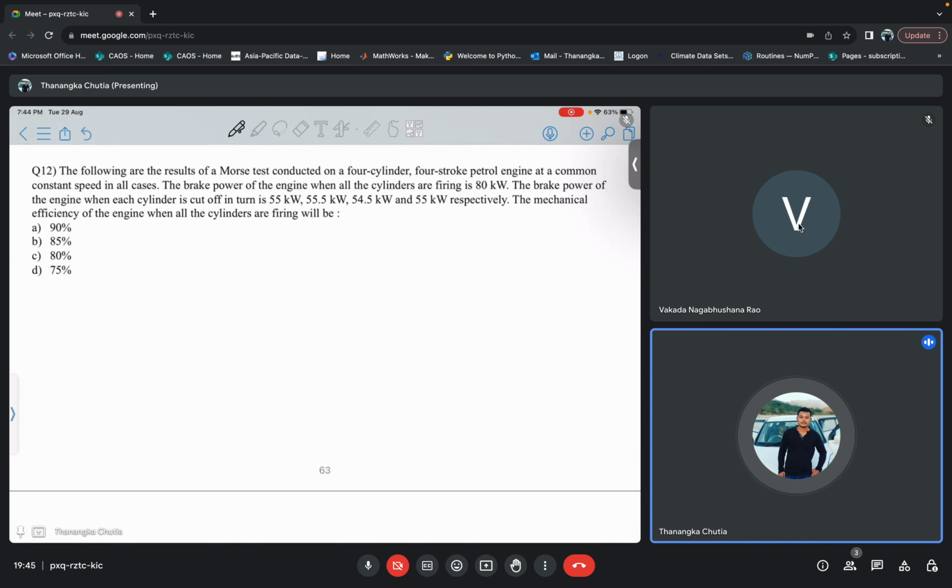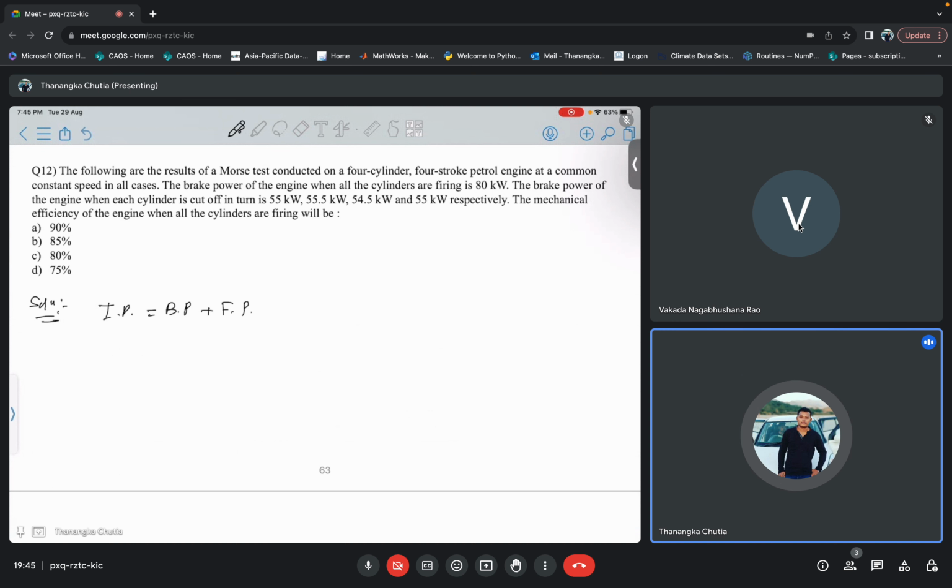So in a Morse test, what happens? It's a very simple formula that works here. Indicated power, IP, is equal to what? BP plus FP. That is, indicated power is nothing but brake power plus frictional power, because indicated power is the maximum power that you can obtain, but actually you obtain brake power because some amount of power is lost in terms of friction. So that's why indicated power is equal to brake power plus frictional power.